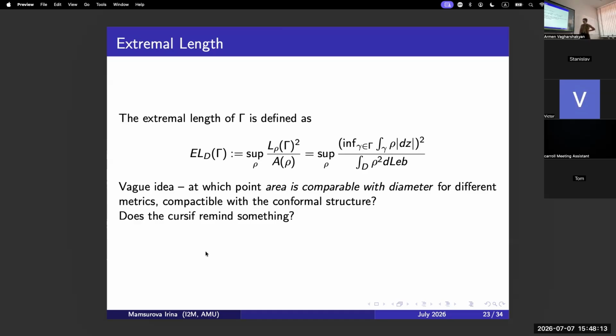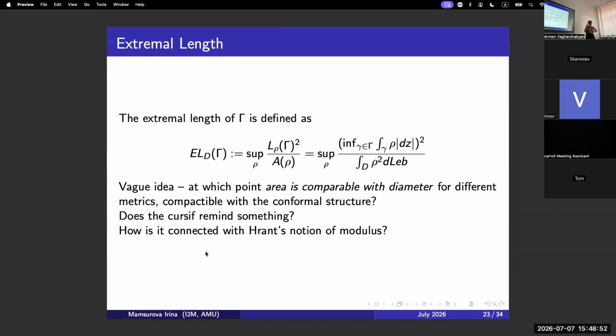And the question is whether this part is similar to something we saw. We already had this idea of at which point area and diameter are connected when we talked about flat sets. Circles are kind of the largest flat sets. Yes, yes.